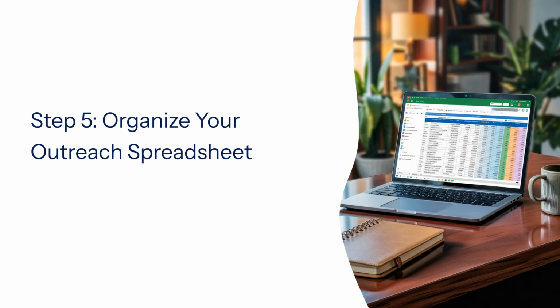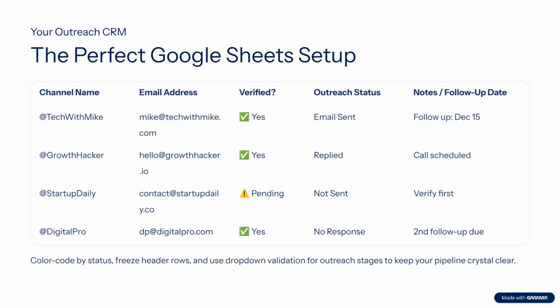Step 5 is organizing your outreach spreadsheet. This Google Sheet will be your command center where every lead, status, and follow-up lives. The perfect Google Sheet setup should include columns for channel name, email address, verified status, outreach status, and notes/follow-up date. Color code statuses, freeze header rows, and use drop-down validation for clarity.